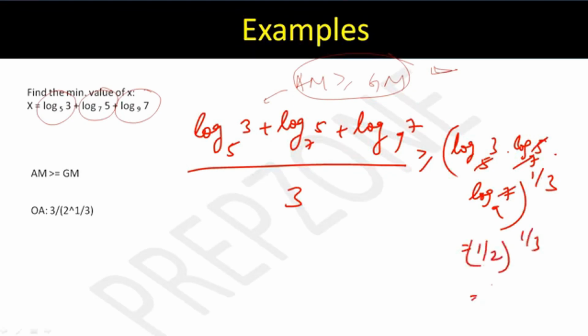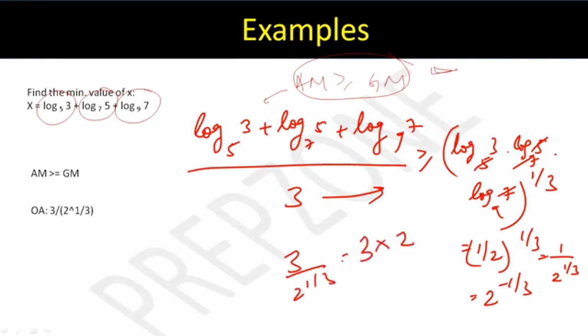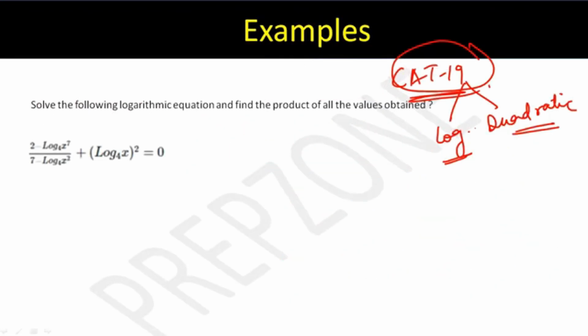क्या होता है ये? This is 2 to the power minus 1 by 3, right? 1 by 2 to the power 1 by 3. अब बस 3 को वहां ले जाओ, so answer will be 3 by 2 to the power 1 by 3 or 3 into 2 to the power minus 1 by 3. That's it. This is the final answer. Let's move ahead. Okay, let me rewrite this question.